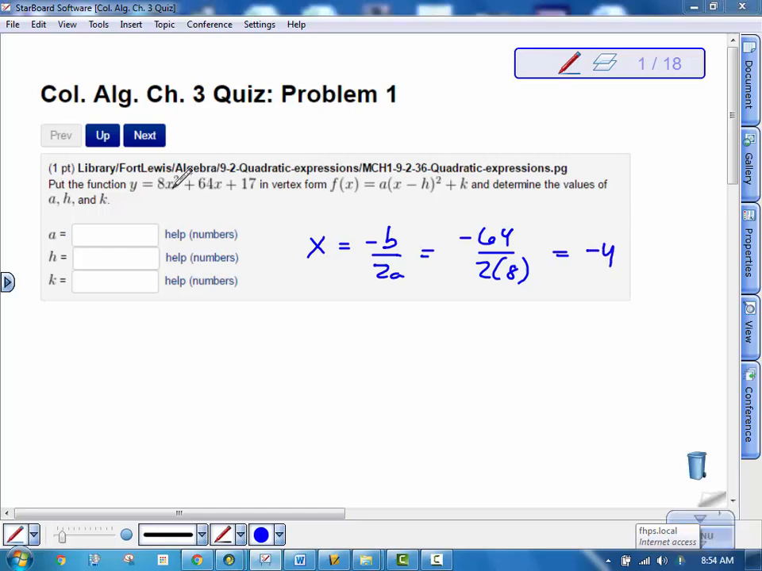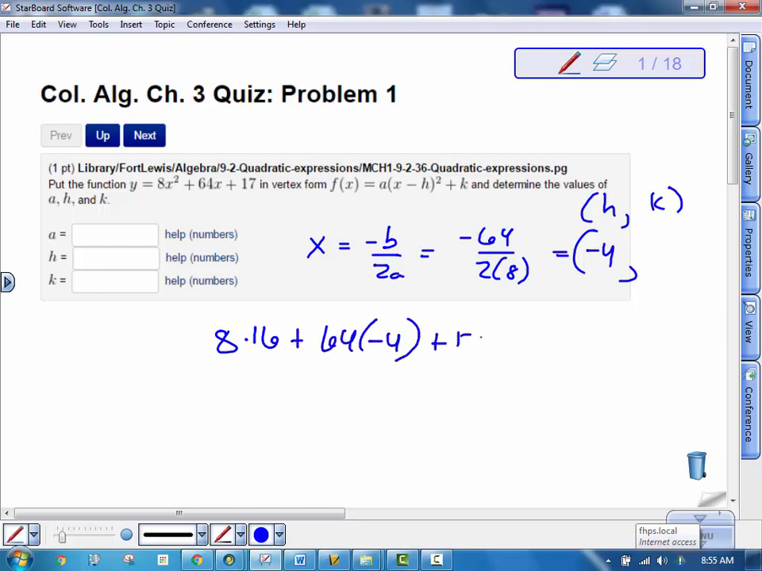So then we can plug negative 4 in here and get the corresponding y value, which is k, right? This is h and k. The x-coordinate for the vertex is always h. And then plug it in and get the y-coordinate for the vertex, k. And if you plug that in, you get 8 times 16 plus 64 times negative 4 plus 17, which gives you negative 111.